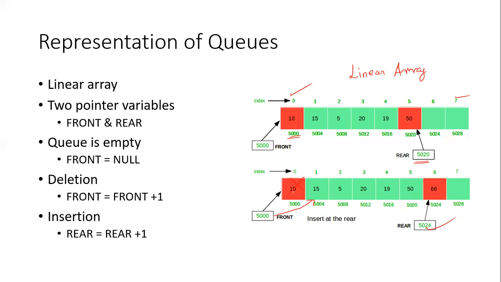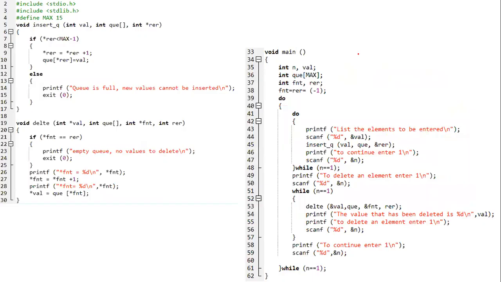So we are not merely removing it, the value will still be there. We are just advancing the pointer so that it implements the delete operation. From 5,000, it will be updated to point to 5004. That's how it is implemented. So we now know that a queue can be implemented by using a linear array. This is a simple implementation of a queue using a linear array.